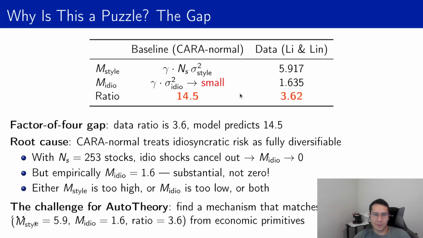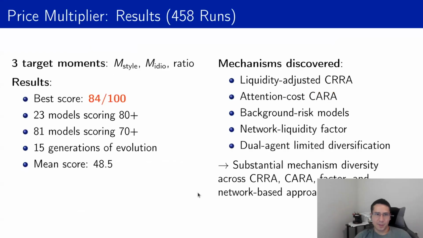The challenge for AutoTheory is to find a mechanism that matches all three moments from economic primitives. So this is like a constrained space, and it has three target moments: the style, the idiosyncratic, and the ratio.